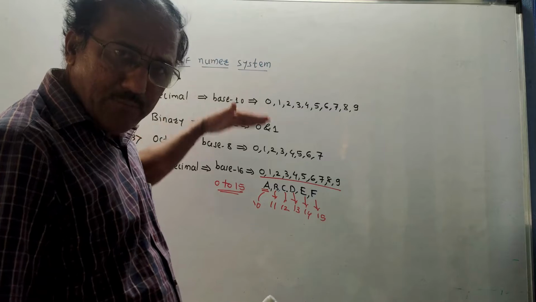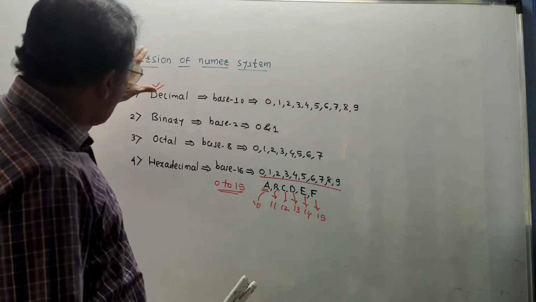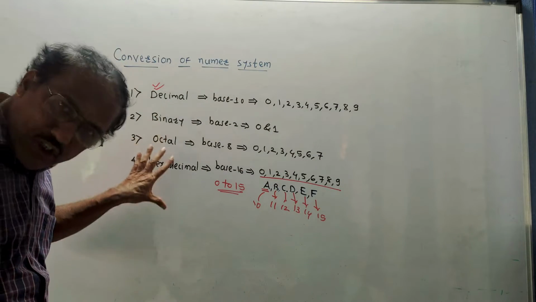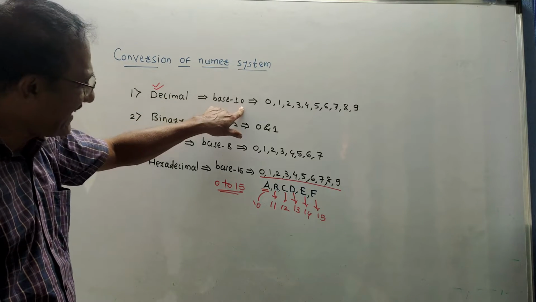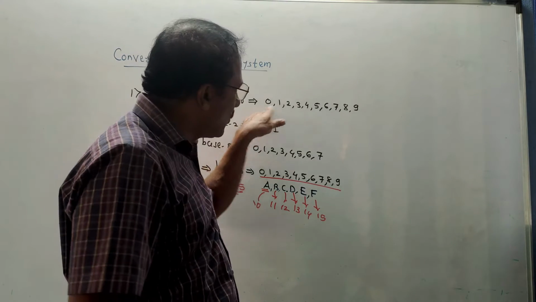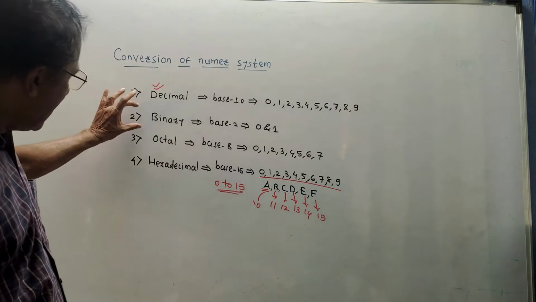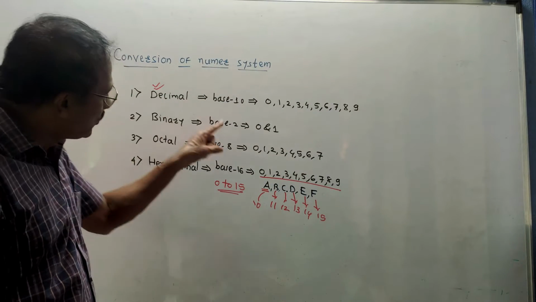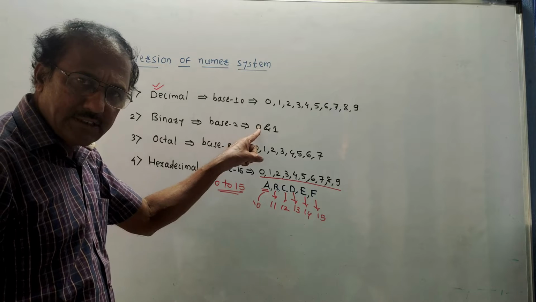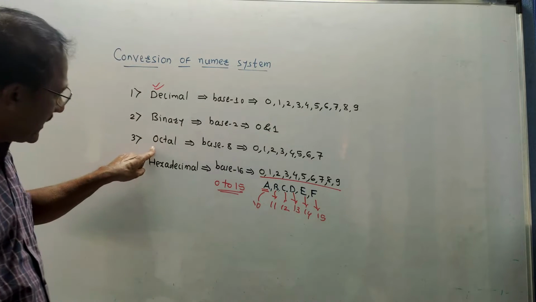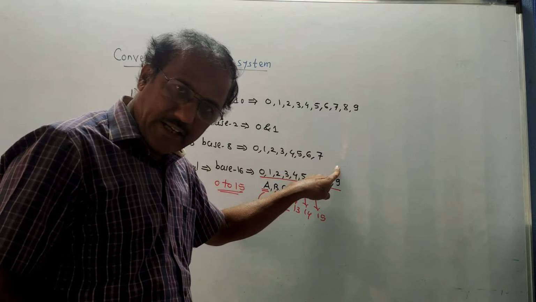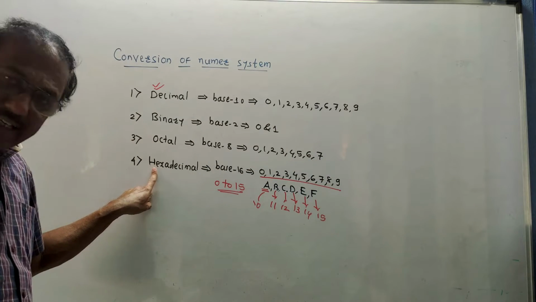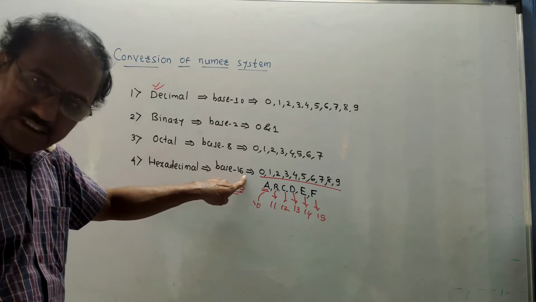I would like to brush up a few things related to number systems. There are four major number systems. First is the decimal number system, whose base is 10 and the numbers 0 to 9 are used. Second is the binary number system, whose base is 2 and numbers 0 and 1 are used. Third is the octal number system, whose base is 8, numbers 0 to 7 are used. Fourth is the hexadecimal number system, whose base is 16.